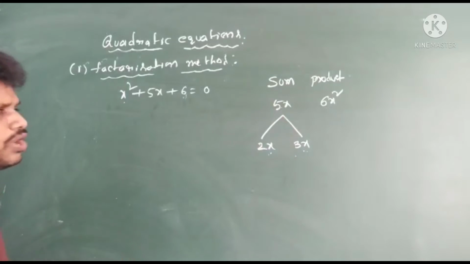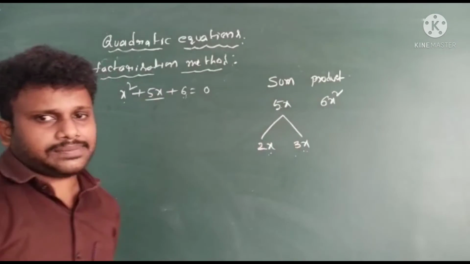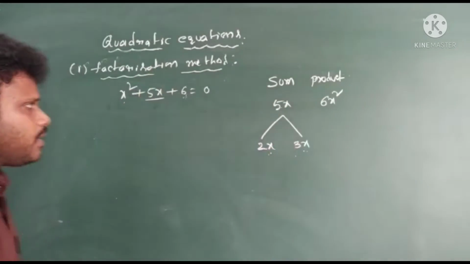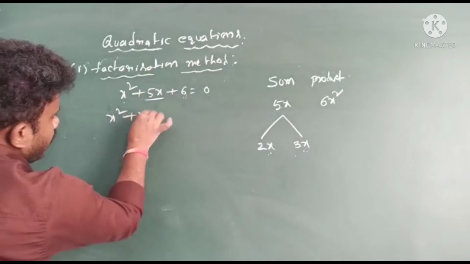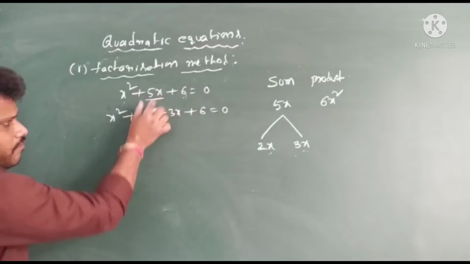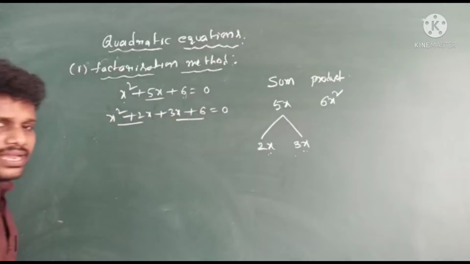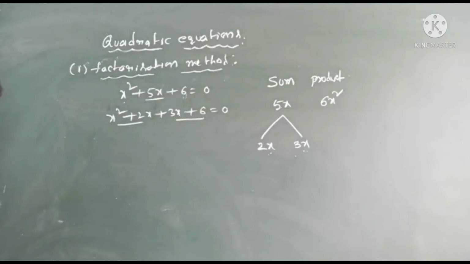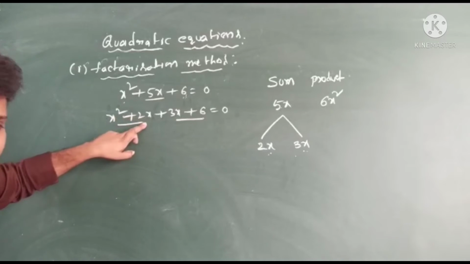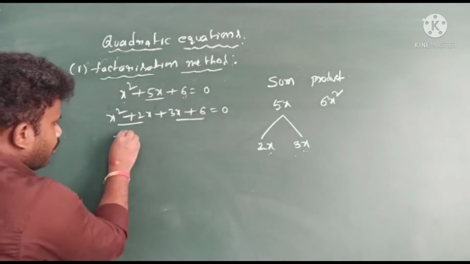Now when you are solving the quadratic equation, just replace 5x with 2x plus 3x. Nothing else we are doing, just in place of 5x we replace 2x and 3x. Now x square plus 2x plus 3x plus 6 is equal to 0. The first 2 terms are one group, and the next 2 terms are the second group. In the first group, try to observe, x square is there and 2x is there. In both terms, x is common. If you take x common, here it is.